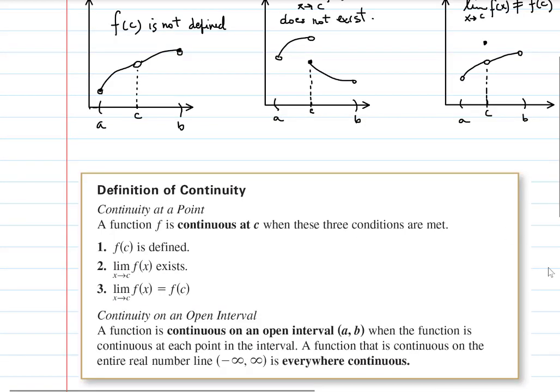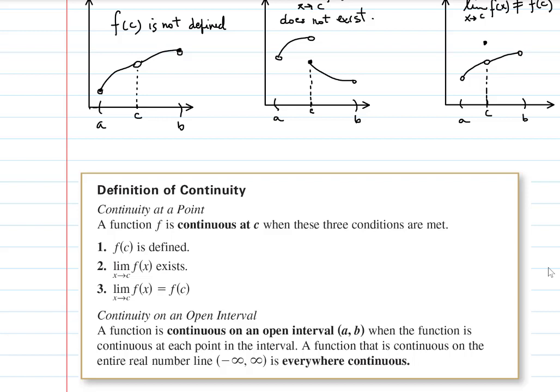The formal definition of continuity. So we have continuity at one point, and then continuity in the open interval. The continuity on an open interval is going to follow from the continuity at a point, but let's just focus on the definition for one point, the continuity at a point. And again, it's going to have three conditions, and the three conditions have to be satisfied.